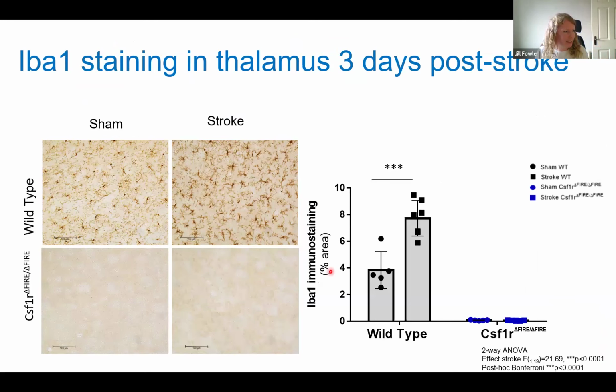So for example, here we can see in thalamus in the wild-type mice, 3 days post-stroke, which is the start of these changes in thalamus, that there's an induction of reactive microglial alterations, whereas obviously there's none in the FIRE knockout mice.